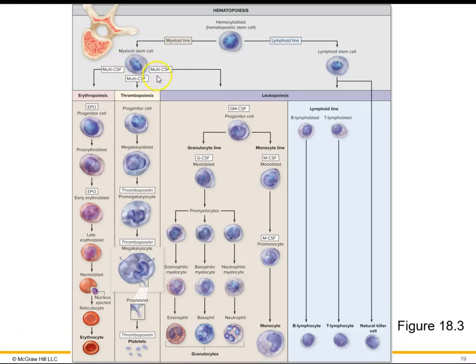Or the myeloid stem cell could undergo different signaling to become a different type of leukocyte, so either one of the granulocytes or a monocyte. We'll talk about these in detail shortly and what they do. Now, going back up to the hemocytoblast, let's say that the pluripotent stem cell received a signal to undergo the lymphoid line differentiation. Then that lymphoid stem cell can either become a natural killer cell, a T cell, or a B cell, depending on the signals that it receives.